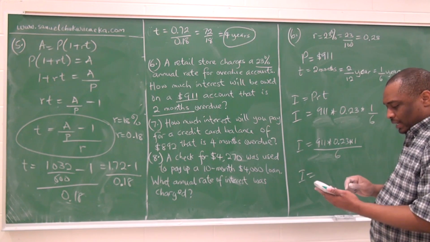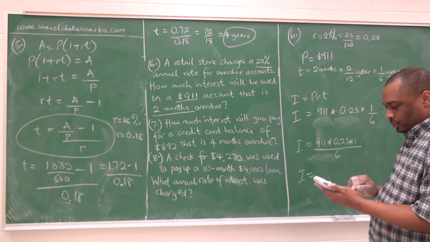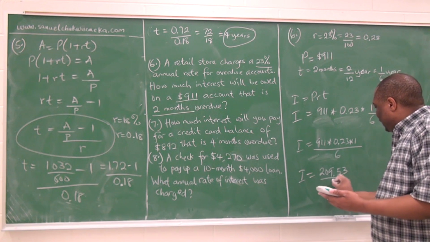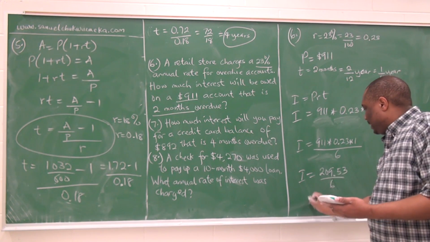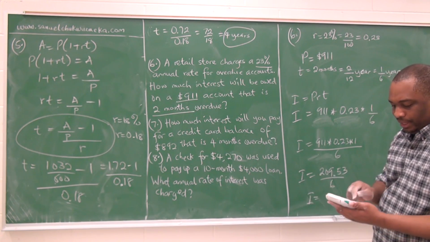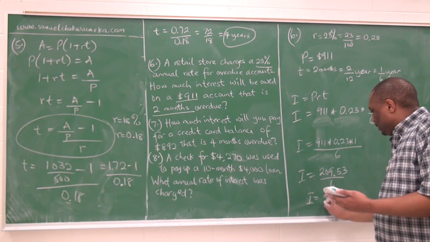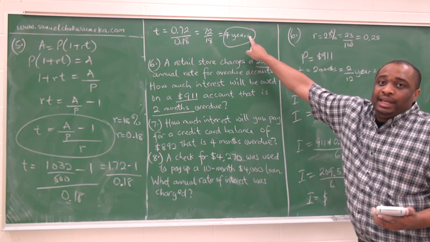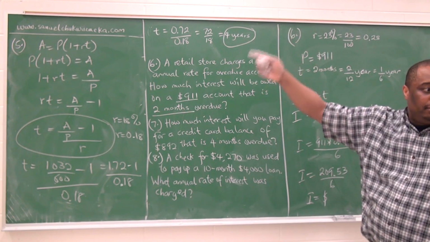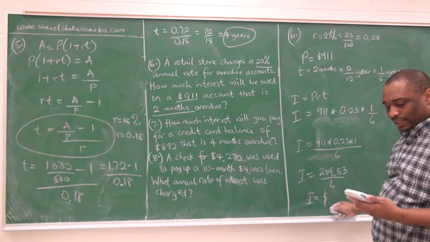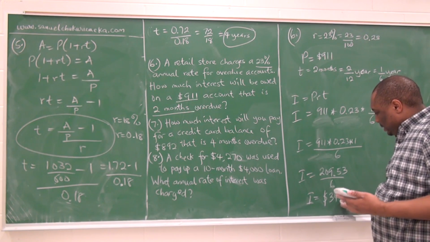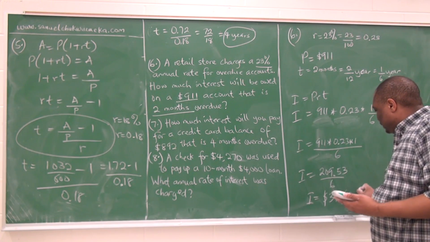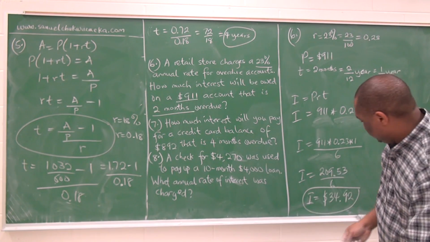I will now be 911 times 0.23, and that is 209.53, then divided by 6. Now I will approximate. So I put my dollar sign. Make sure you always put the unit. If you put 4 here without saying 4 years, it's wrong, because 4 can mean 4 tables. So dollar sign, the interest is $34, and because the money is in cents too, 2 decimal places, $34.92. And that becomes your answer.